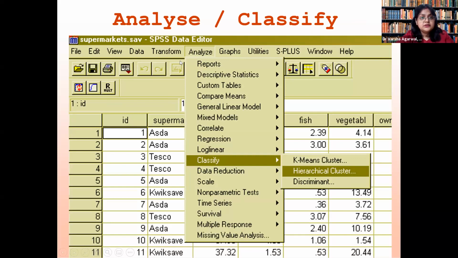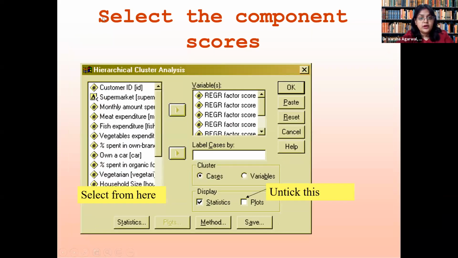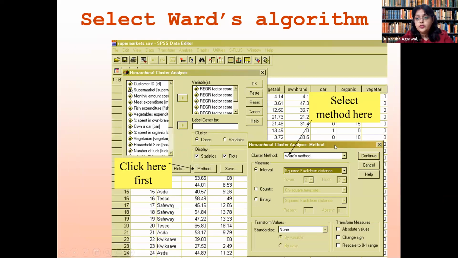Okay. After this, whatever factors you have saved, those factors will be shown here. So you will be putting statistics here, and you need to unclick these plots. We will run this analysis. And here we are going to choose the Ward's method. In the hierarchical cluster analysis, we use Ward's method. So this is the method we need to use.